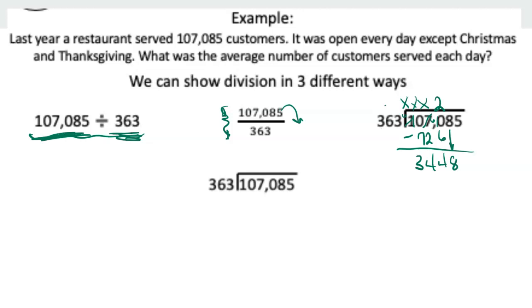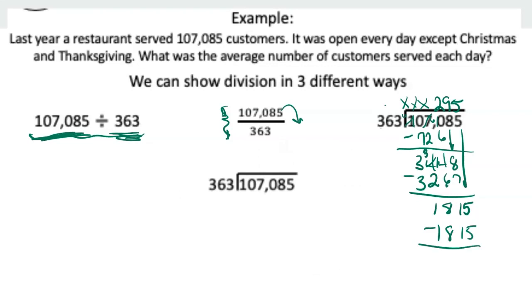And it goes in 9 times. I do 9 times 363, which is 3,267. I subtract. I have to borrow because I can't do 4 minus 6. 14 minus 6 is 8. 3 minus 2 is 1. 3 minus 3 is 0. So I don't have to write it down. Then I bring down my last 5. Okay, and 363 actually goes into 1,815 5 times, and it's actually even. So when I do my subtraction, I have no remainder, so I'm finished.